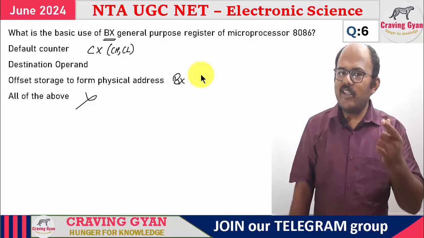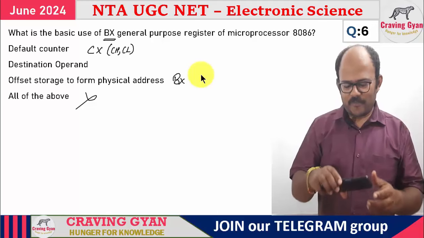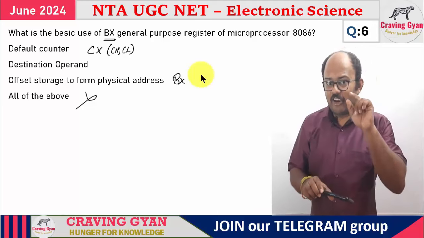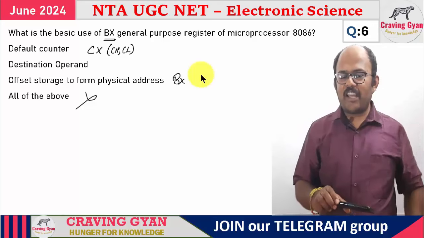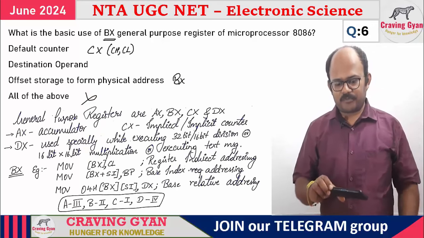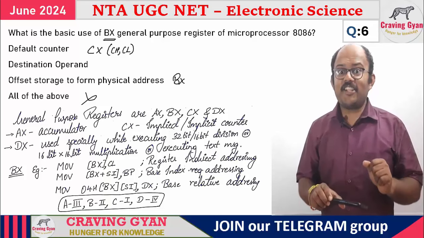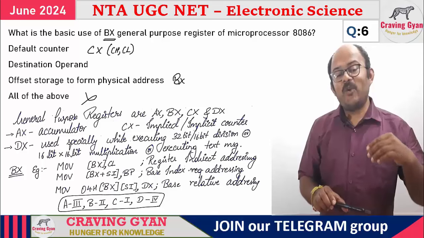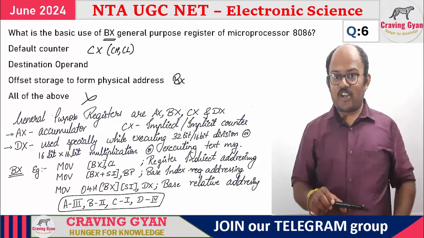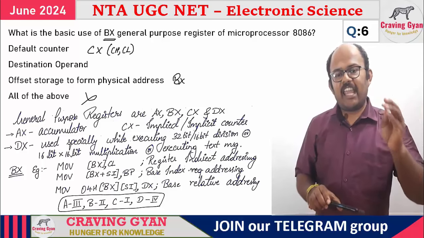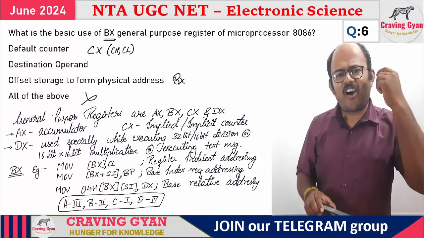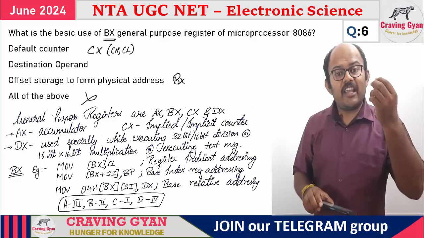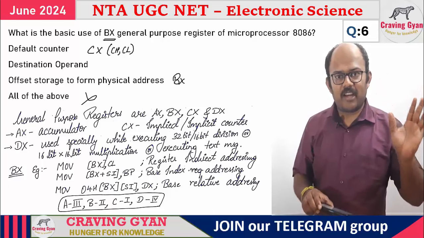So with this knowledge, let us attend this question. Default counter, it can't be. So if default counter can't be, the fourth option you can easily eliminate, that is all of the above. Next, the destination operand they have specified. Destination operand, you can specify anything of your choice. You can specify AX, BX, CX register or memory, anything and everything, even index register. These things are possible, right?